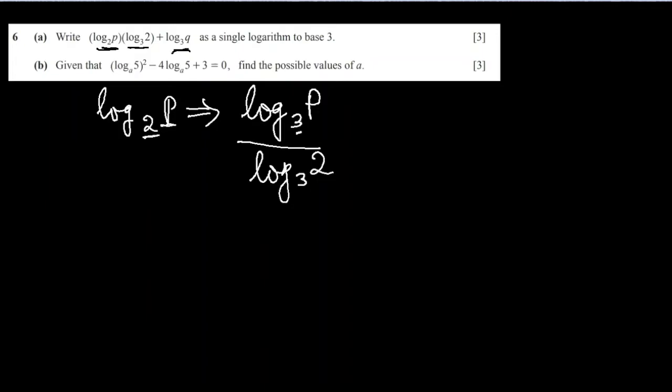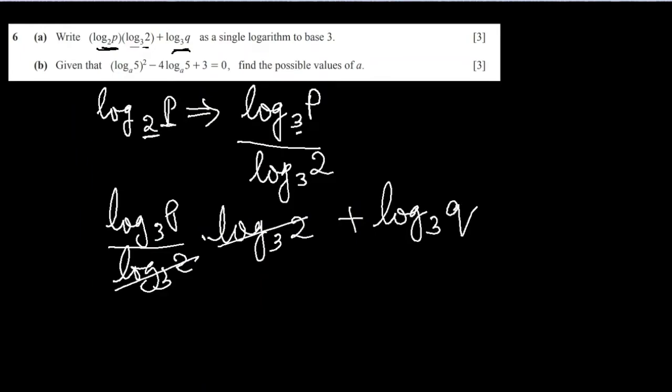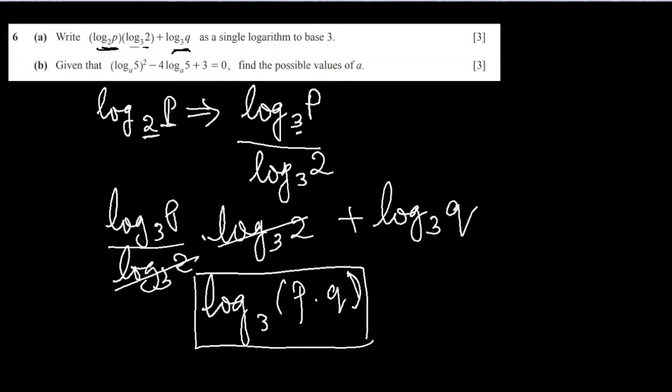Now we can simplify this. So we will write log base 3 of p over log base 3 of 2, multiplied by log base 3 of 4. That becomes easy because this and this cancel, plus log base 3 of q. Since two logs are adding, when we merge them, the contents multiply, p and q. Okay, so this is the answer for part A.